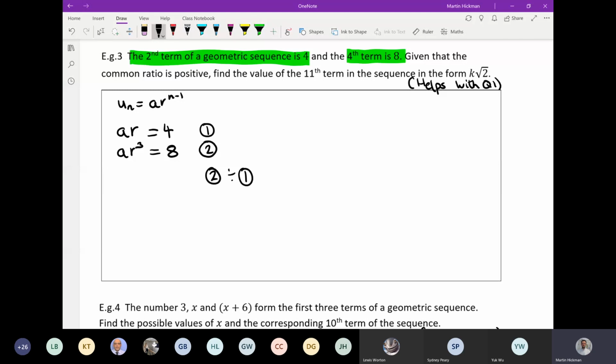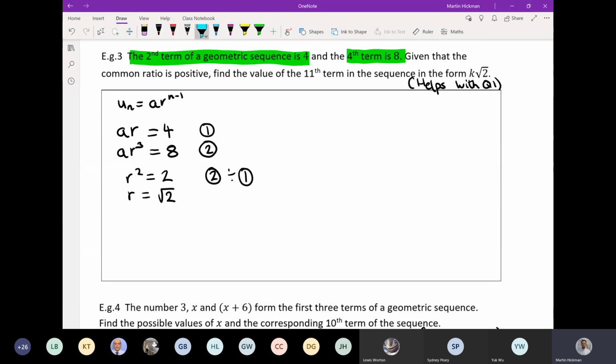So I'm going to call them equation 1 and equation 2. I'm going to do equation 2 divided by equation 1. So when I do ar cubed equals 8 divided by ar equals 4, well, ar cubed divided by ar just gives me r squared. And then 8 divided by 4 just gives me 2. Then I just simply square root both sides and I get r as square root 2.